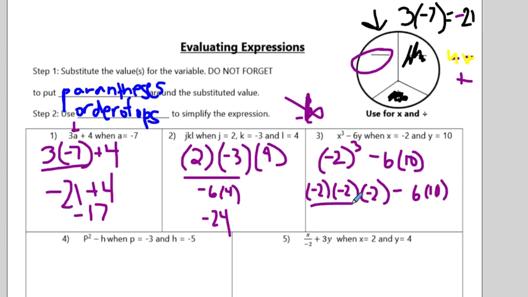So I'm going to do negative 2 times negative 2 first, which is 4, times another negative 2, minus 6 times 10. So then we have 4 times negative 2. A positive times a negative is a negative. Minus 6 times 10 is 60. Okay, so when I go straight across, negative 8 minus 6, they're both negative, so we're going to be on the same team. So we have negative 86, and that's our final answer.